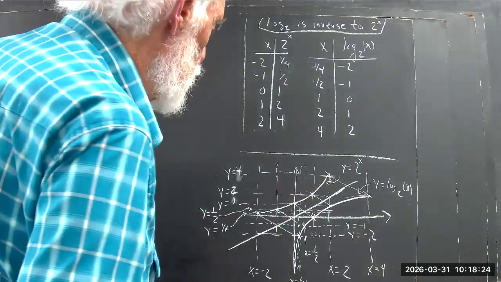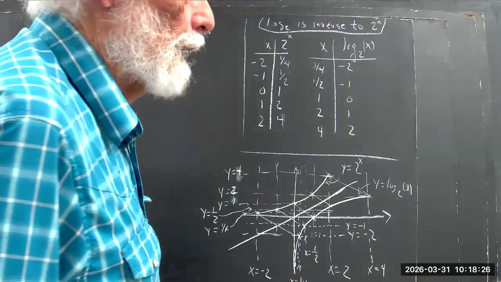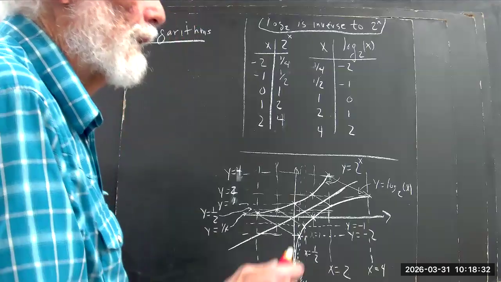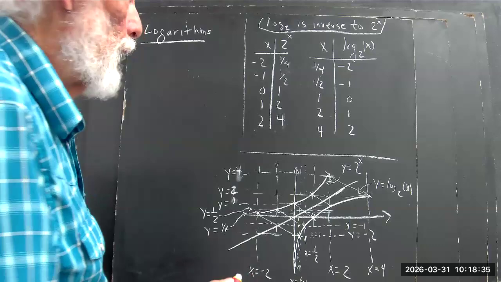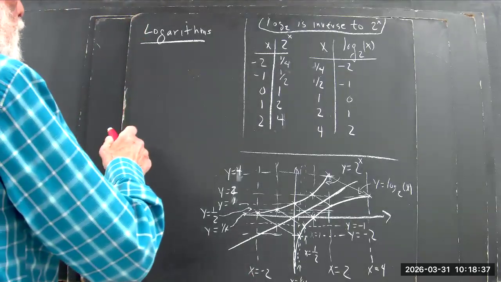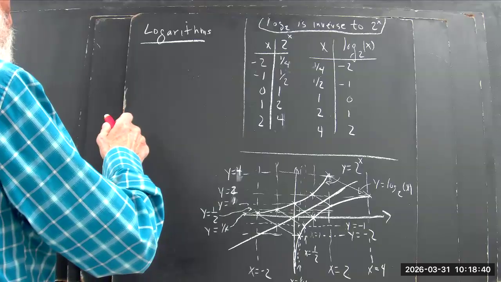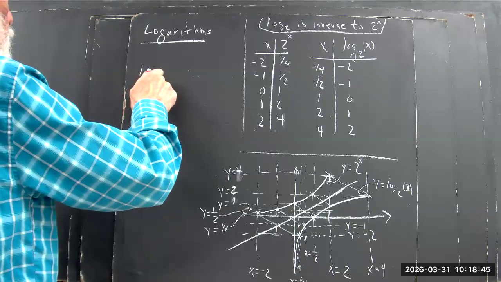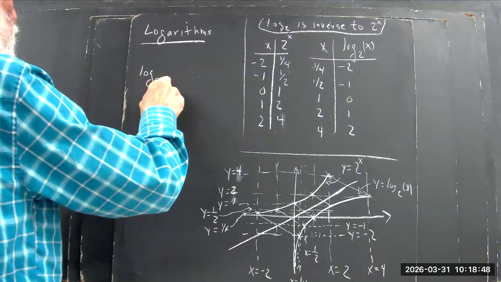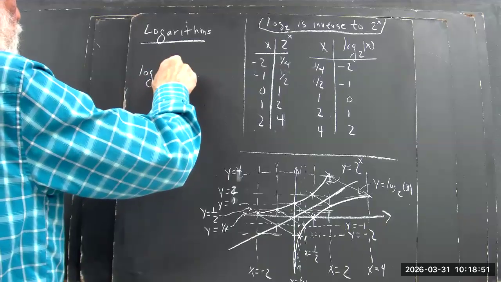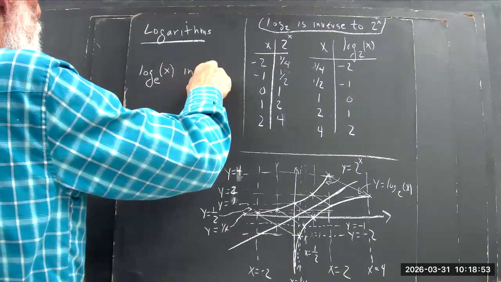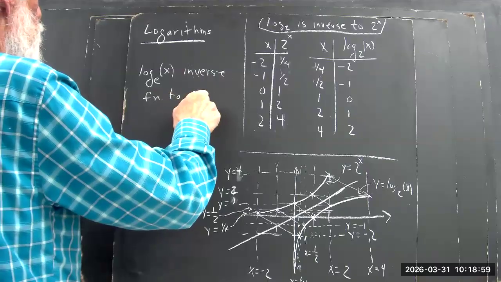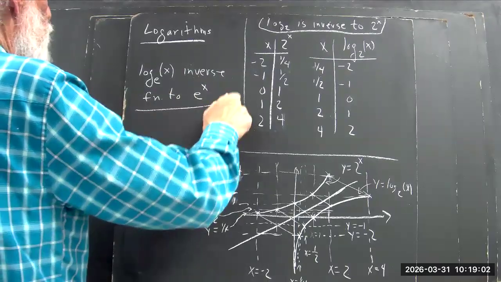I'm going to stick with the log base 2 graph. There are two other graphs that are very important. The log base e graph, inverse to the e to the x function, and that's called the natural log. Well, actually, I better write that one down. I'm not going to do a table, but, right, log base e of x is the inverse function to e to the x.